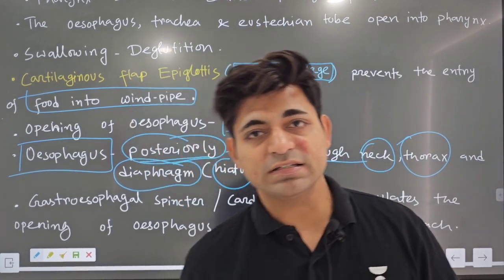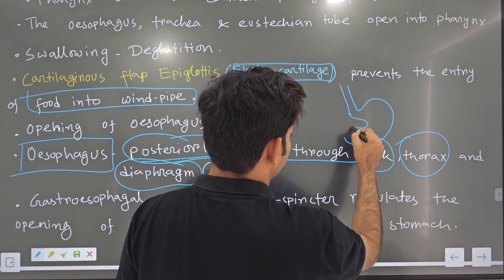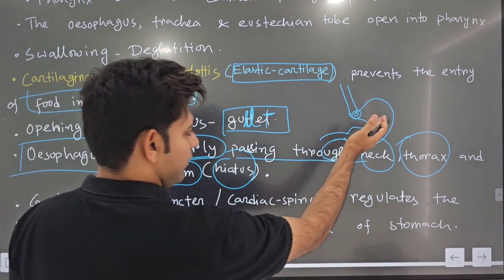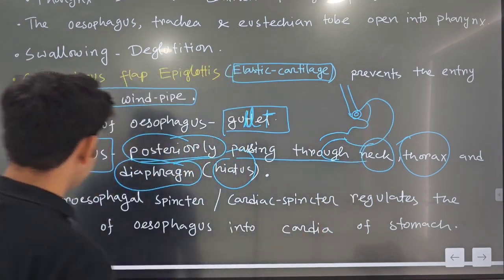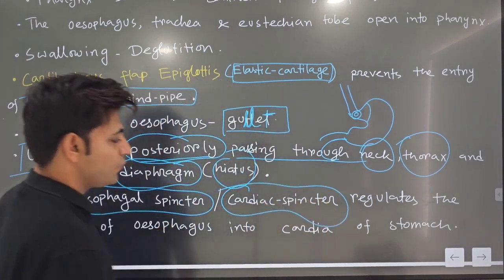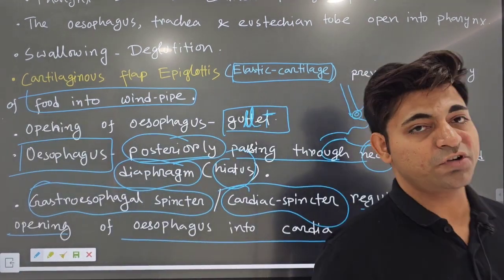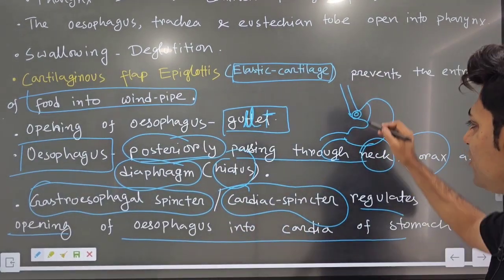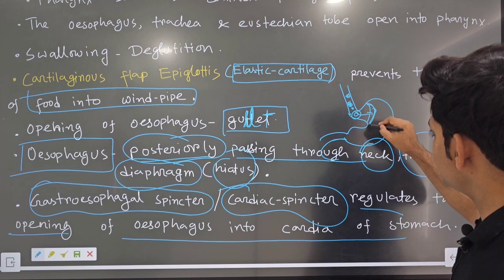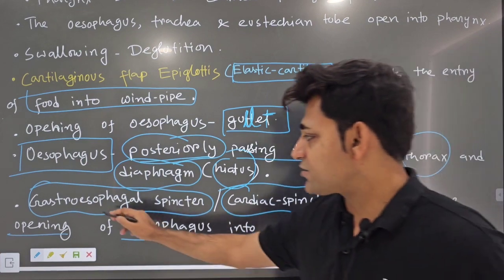Now, while the esophagus is joining the stomach, the opening of the esophagus and the starting portion of the stomach has the gastroesophageal sphincter, or cardiac sphincter, which regulates the opening of the esophagus into the cardia of the stomach. The esophagus delivers the bolus into the stomach through peristalsis movement. When the bolus enters the initial part of the stomach, called the cardiac portion or cardia, that will be regulated by the gastroesophageal sphincter.